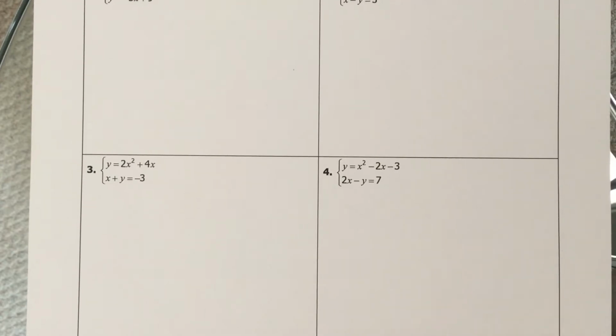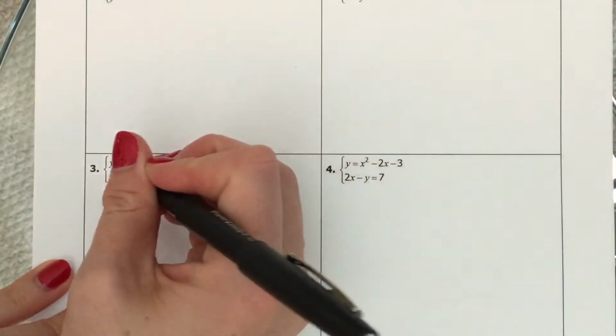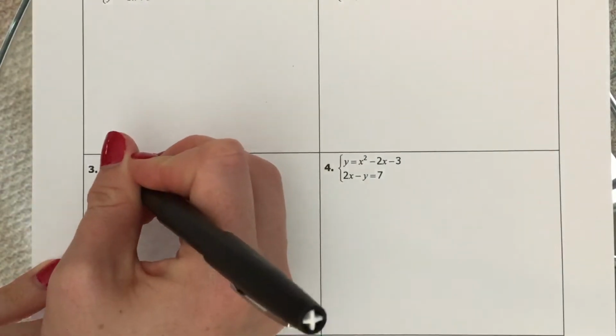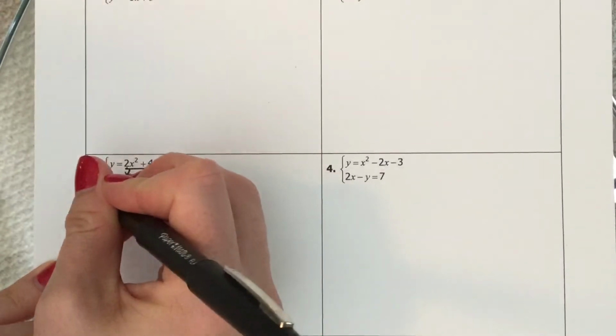Remember, when you're doing the substitution method, the very first thing you want to do is make sure that one of the variables is by itself in one of the equations. So for number 3, the top equation, y is already by itself. So when you get yourself to that point, what you want to do is take that expression and sub it into the other equation, excuse me. So you've got this expression for y, and you're going to sub it in to that y. So it'll look like this.